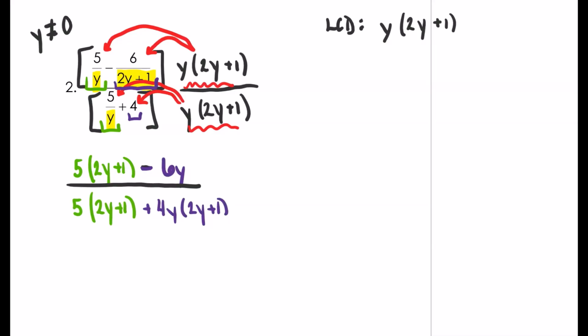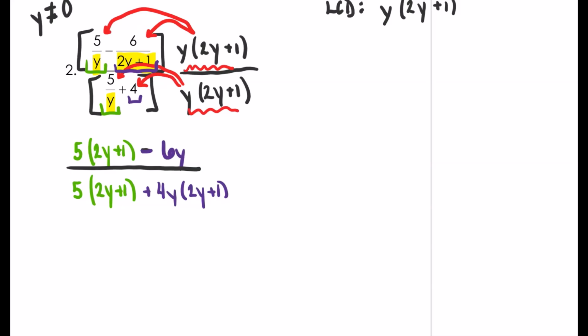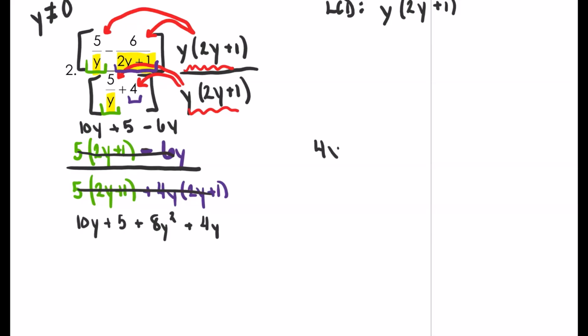All right, now it's just a matter of simplifying and combining like terms. So notice on my numerator, I'm going to end up with 10y plus 5 minus 6y. And then my denominator, I'm going to have 10y plus 5 plus 8y squared plus 4y. Right, and so that's going to give me 4y plus 5 in my numerator. And then my denominator is going to be 8y squared plus 14y plus 5.